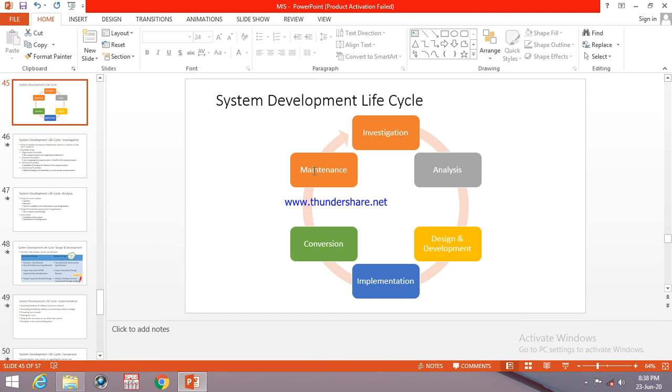So that is why it is a closed loop, which means after maintenance, it may so happen after some point of time you feel that you need an altogether new system, and then you again go for the same system development life cycle and you start with the investigation stage.